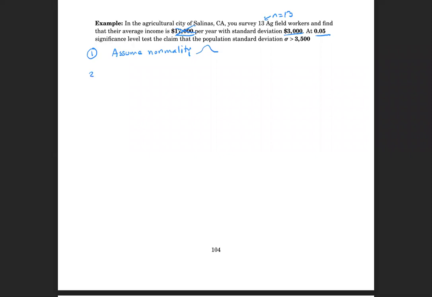Number two, your null and alternative hypothesis. So sigma is greater than 3,500, which is the same as saying sigma square is greater than 3,500 square. Remember, equivalent statement. Complement of this is sigma is less than or equal to 3,500. So that's your null and alternative hypothesis.